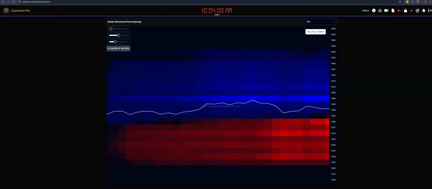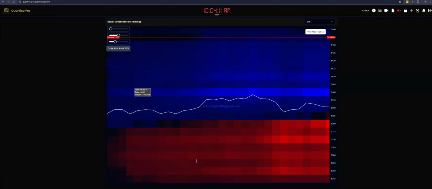This is one of our most important indicators in the entire system. The DDF Heatmap is actually generated minute by minute. So every minute it updates the entire thing, not just the line, but all of these bars here. Those bars are changed minute by minute.